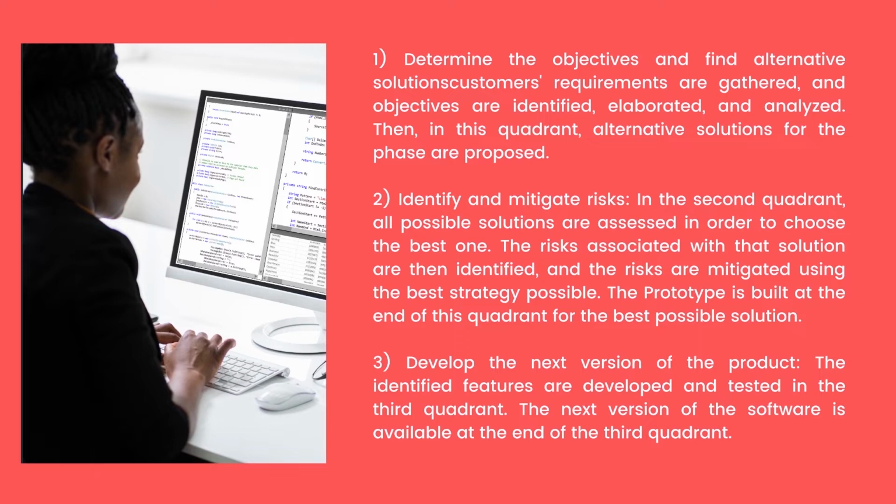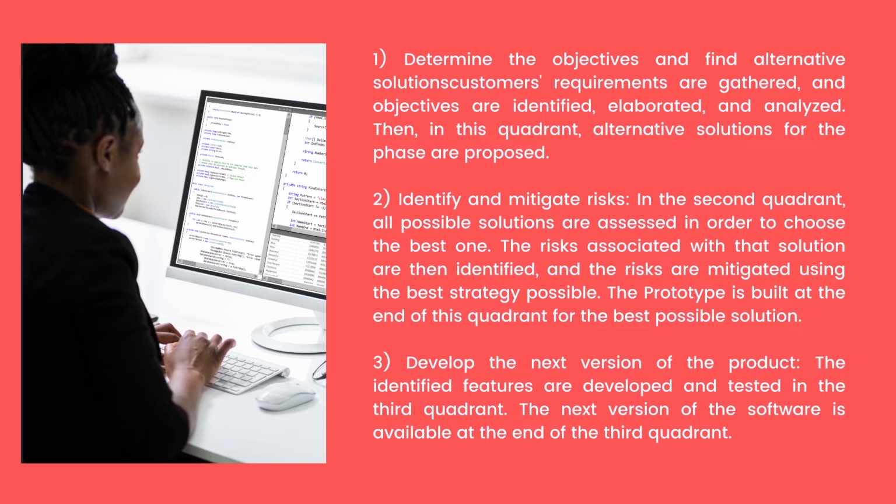2. Identify and mitigate risks. In the second quadrant, all possible solutions are assessed in order to choose the best one. The risks associated with that solution are then identified, and the risks are mitigated using the best strategy possible. The prototype is built at the end of this quadrant for the best possible solution.